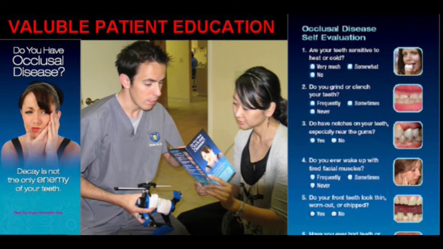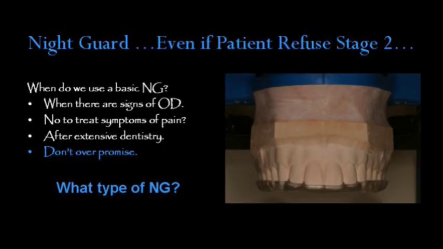Now, just because the patient refused a more advanced occlusal diagnosis and treatment, it doesn't mean that we cannot do anything for them. We still have one means to help them, and that is a night guard. A night guard is the most basic prevention that we have for occlusal disease. If a patient has any of the 7 signs or symptoms that we discussed, a night guard is going to be helpful for them.